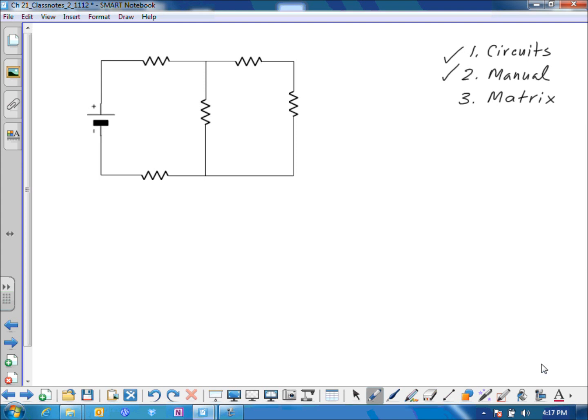In order to begin, of course, we need to define a circuit. So let's say that we have a 12-volt power supply. We'll put 12 volts on this end, and to make it perfectly clear, we'll say it's 0 volts on the other end.